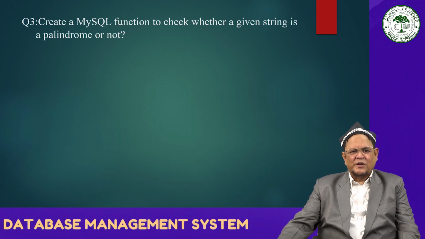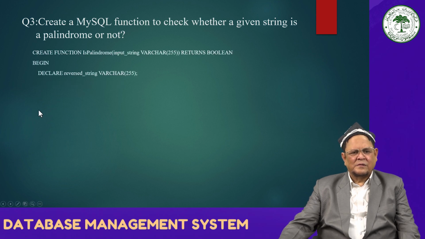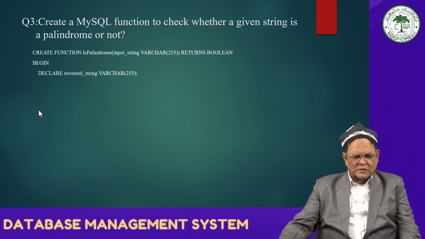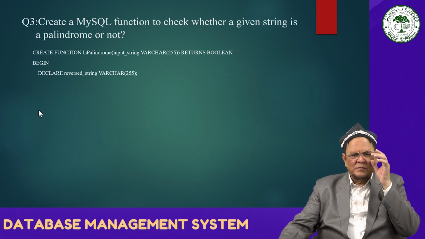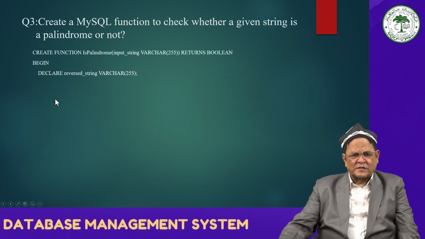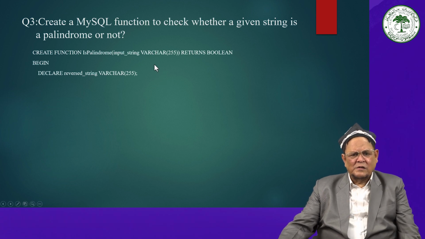The third question is to create a MySQL function to check whether a number or string is a palindrome or not. So create function is_palindrome, with the input string defined as varchar(256), returning boolean.